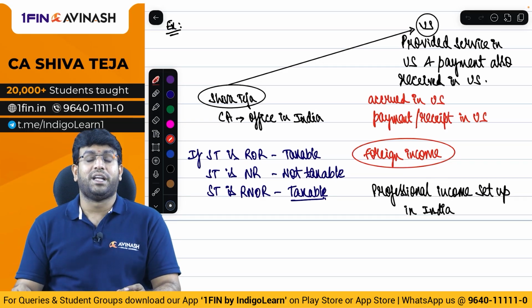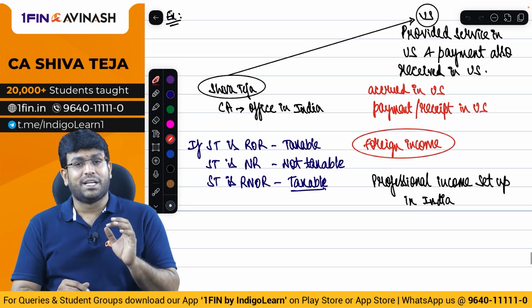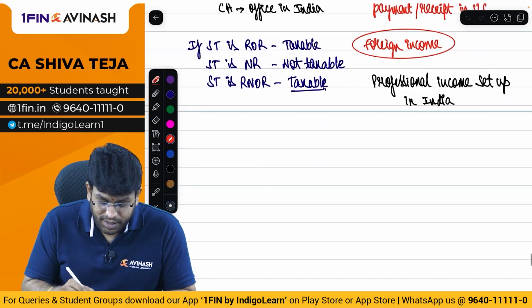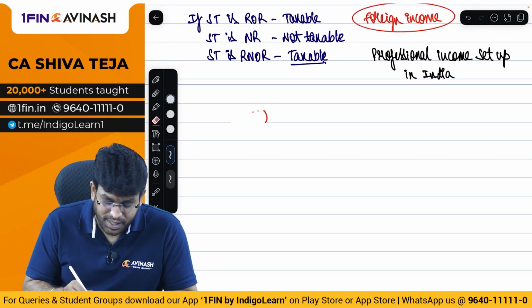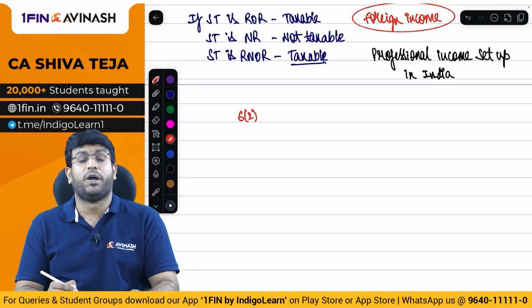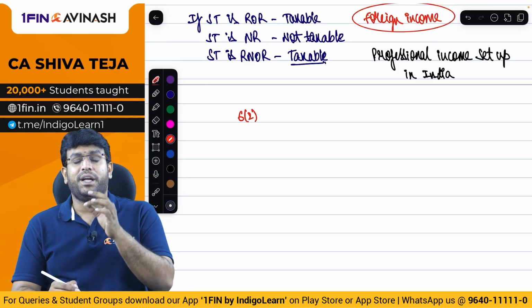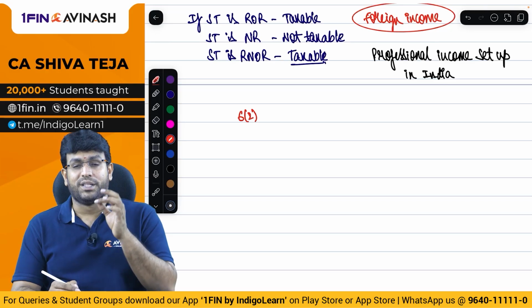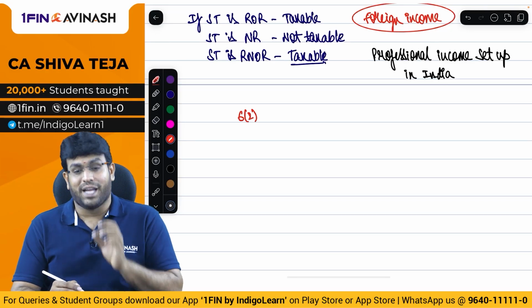So friends, when do we treat an individual as resident? Generally, an individual is treated as a resident if he satisfies any one of the basic conditions given under section 6.2. How many basic conditions are there? There are two basic conditions. Number 1, he must be in India for a period of 182 days or more during the tax year, or he must be in India for a period of 60 days or more during the tax year and 365 days or more during the 4 years preceding the tax year.